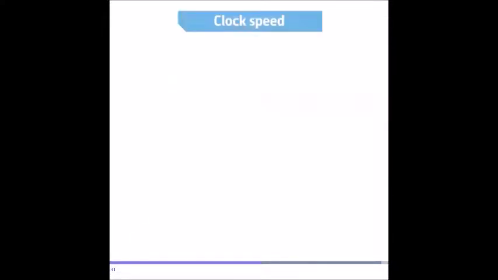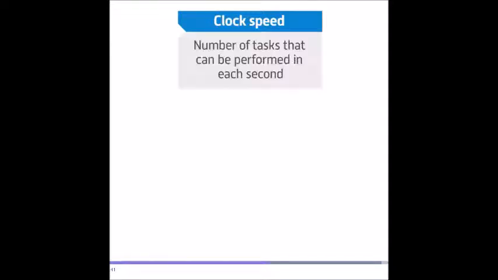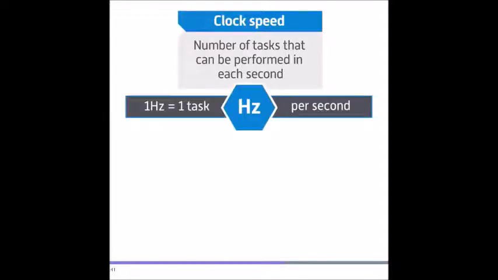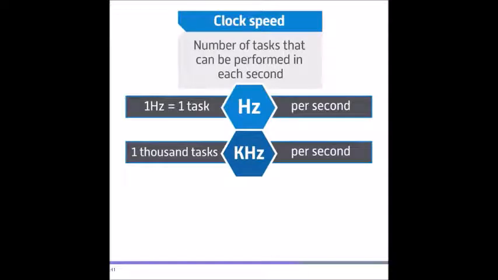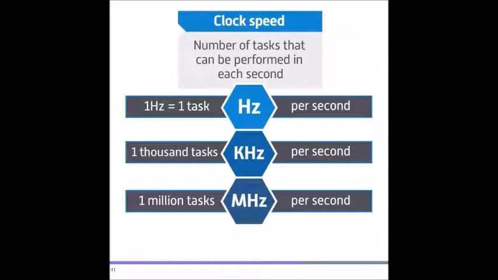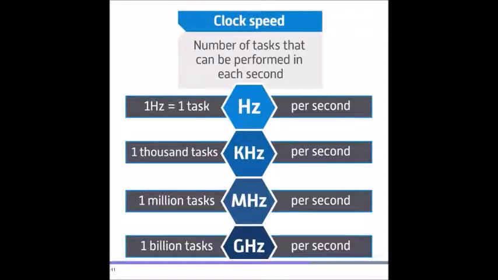One way in which the performance of processors is measured is the clock speed. This is the number of tasks that can be performed in each second, and it's measured in hertz. 1 hertz would be one task per second, but processors are of course far more productive than this. 1 kilohertz is 1,000 tasks per second. 1 megahertz is 1,000,000 tasks per second. 1 gigahertz is 1 billion tasks per second.